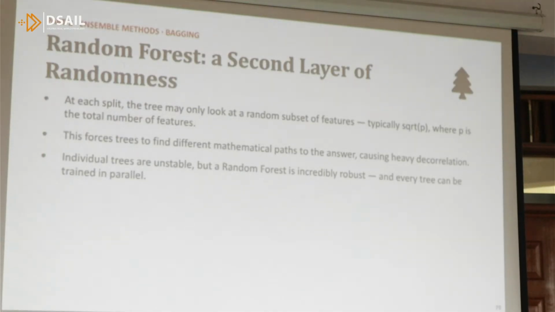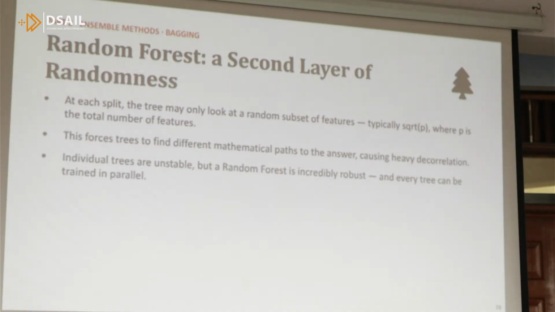These are just points I'm passing over, building on top of what we just learned. So we add a second layer of randomness on top of the one we've looked at. The idea here is that at each split, the tree may look only at a random subset of features, typically the square root of p, where p is the total number of features. We don't let it look at all the features. This forces the trees to find different mathematical paths to the answer, causing heavy decorrelation. If different trees look at different features, they will not have the same information, so the formulation of arriving at the answer will be different.